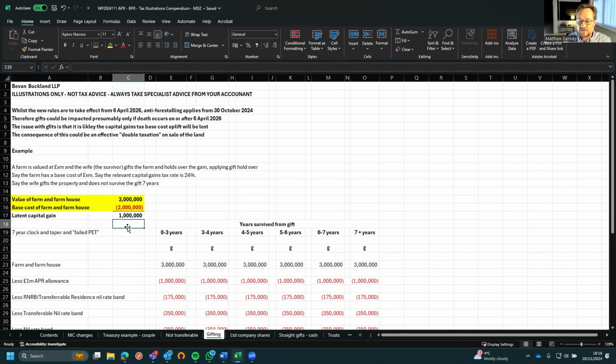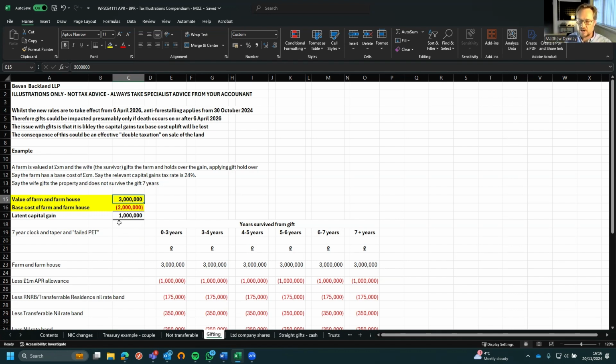But let's start with a farm. It could be a sole trader business. It doesn't have to be a farm, just an unincorporated business. If that business was worth 3 million, and let's say the cost of that business was 2 million, if I was to inherit that business and suffer the inheritance tax, at least I could sell that business the next day and not pay any capital gains tax. Because when I inherit that business, the probate value becomes my capital gains tax base cost.